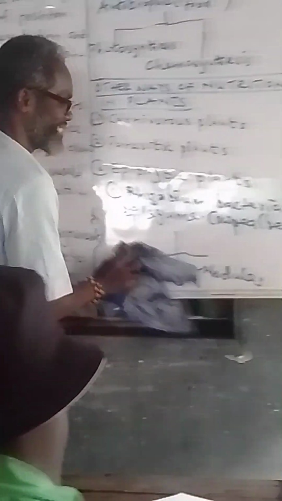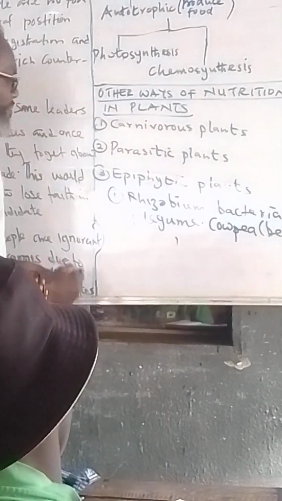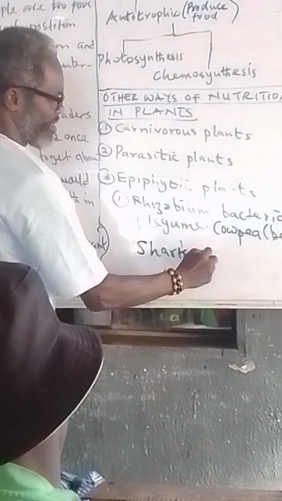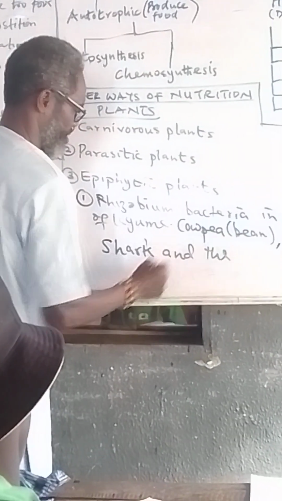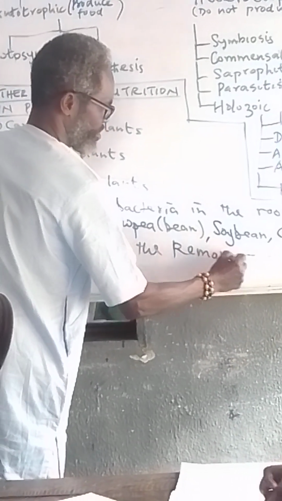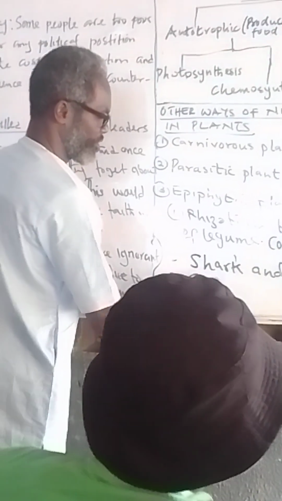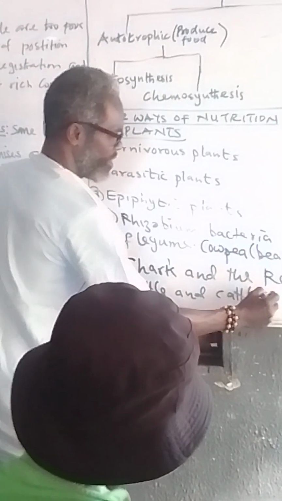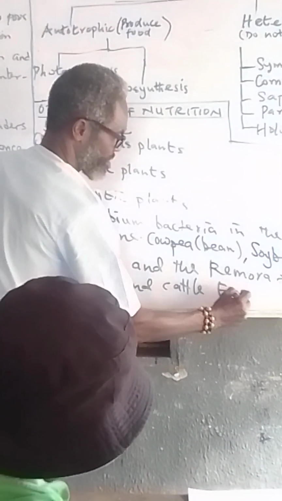An example of commensalism is the shark and the remora fish. Another example is the cattle and the cattle egret.